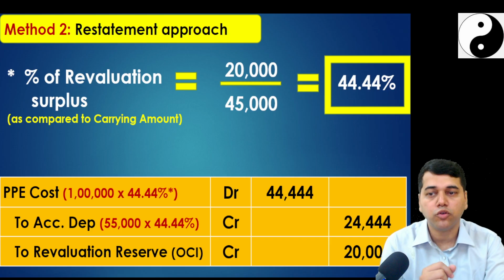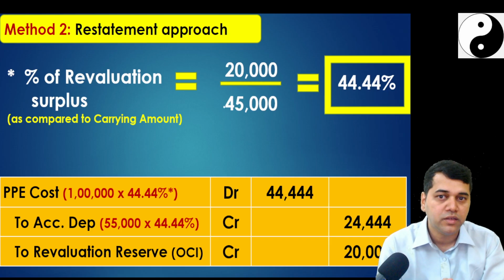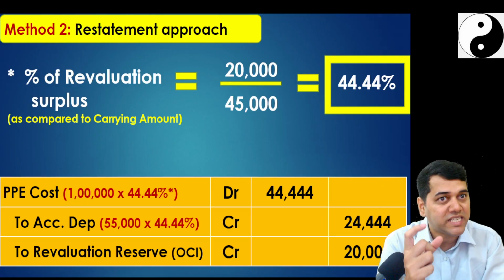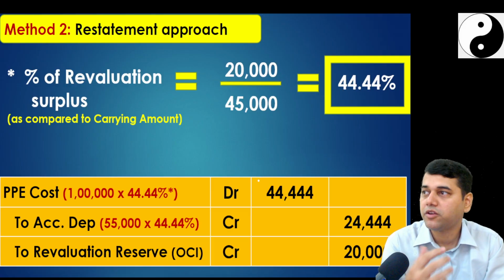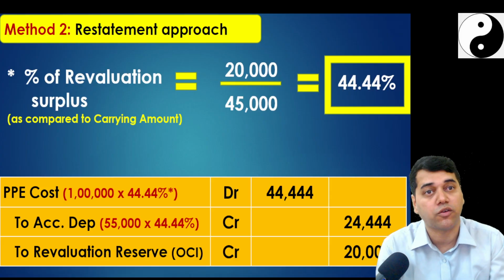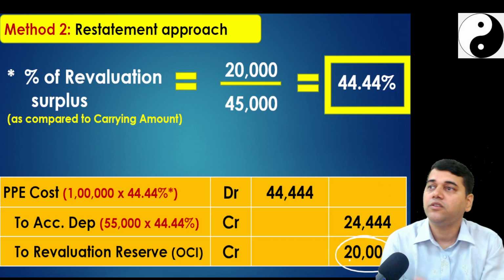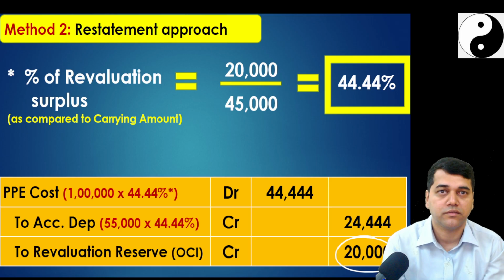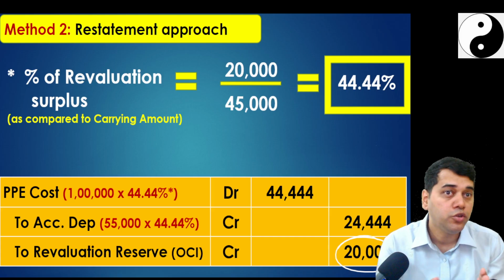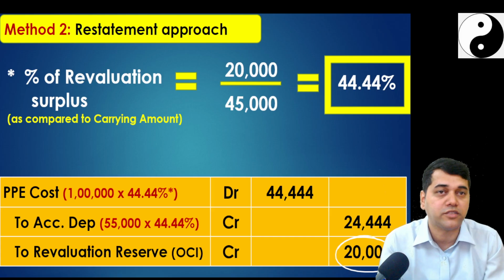Now comes one more question. Sir, because of this, I am now charging extra depreciation. Some element of extra depreciation is going to come from next year onwards. That extra portion I can reduce from this revaluation surplus into retained earnings. That is also, if they tell you, you have to do it. No, don't take such assumptions.